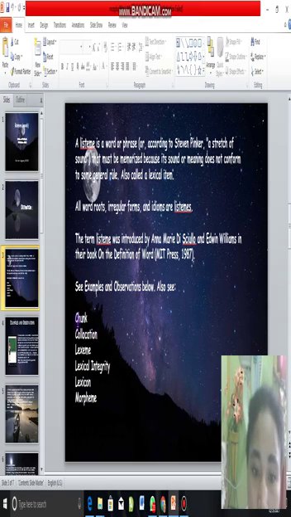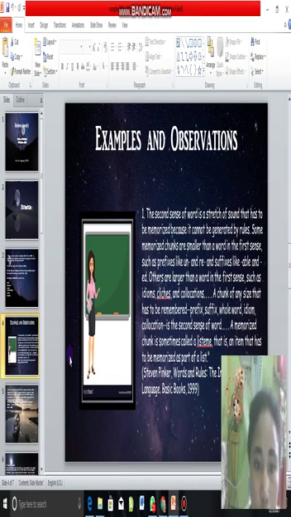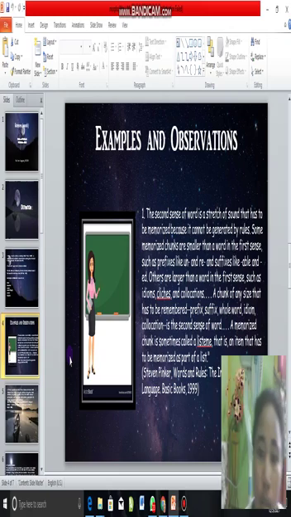The term listeme was introduced by Anna-Maria Di Sciullo and Edwin Williams in their book on the definitions of word, 1987. So we can see the examples and observations below, like chunk, collocations, lexeme, lexical integrity, lexicon, and morpheme. Examples and observations.